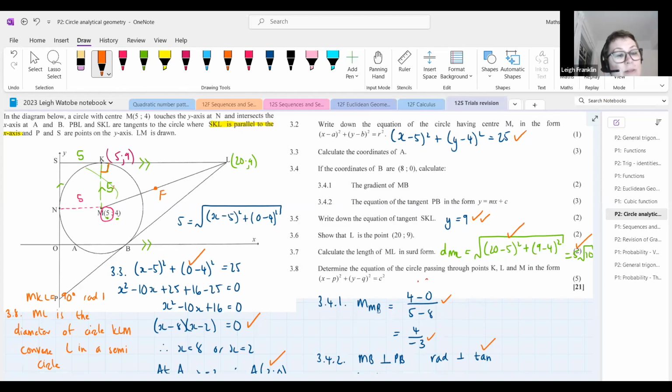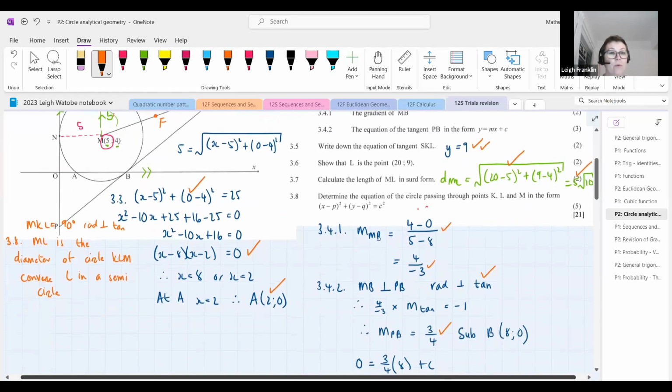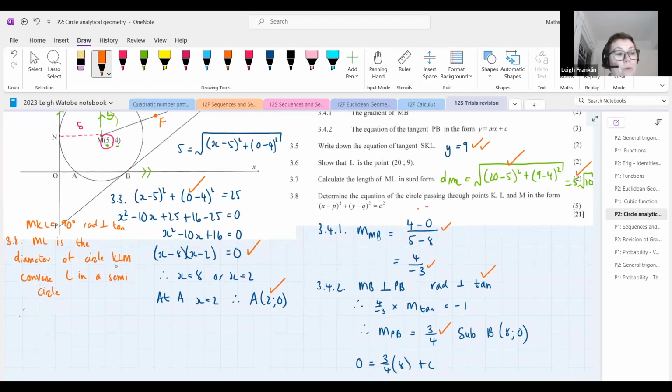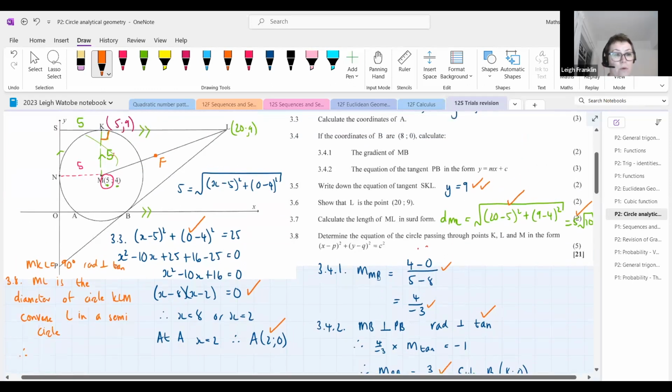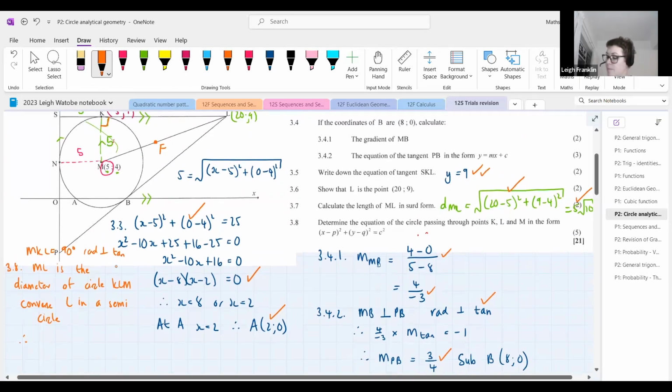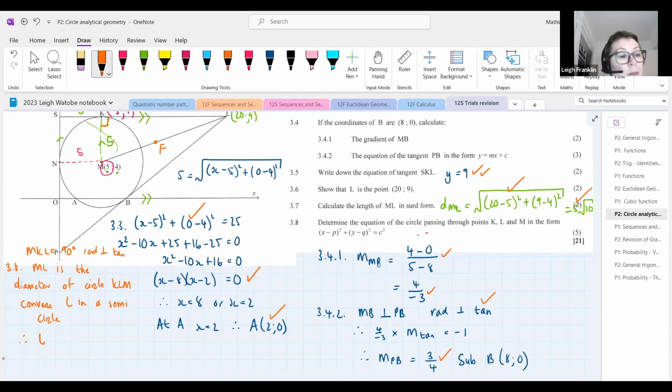So because the radius is perpendicular to the tangent, so radius MK. So ML is the diameter of the circle, converse angle in a semicircle. So therefore, the midpoint of ML is the center of the circle.